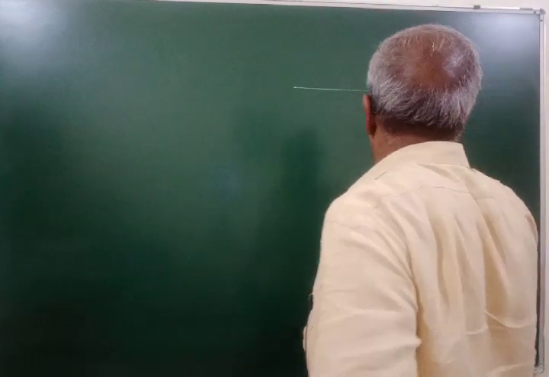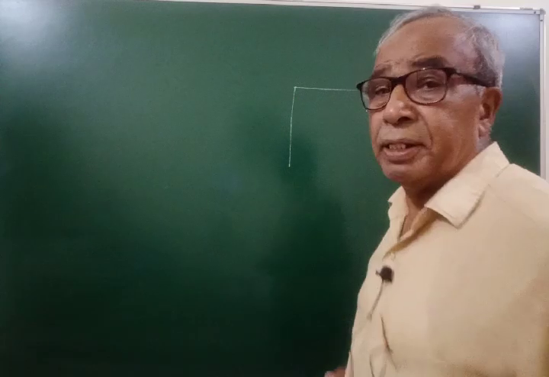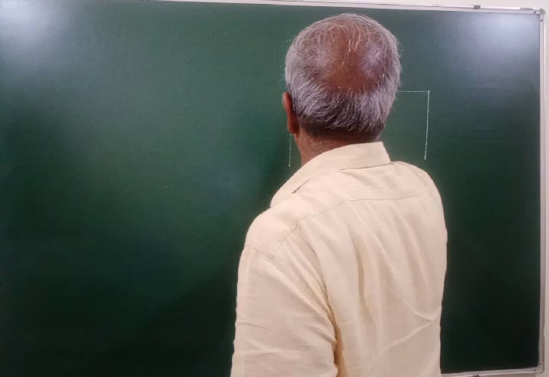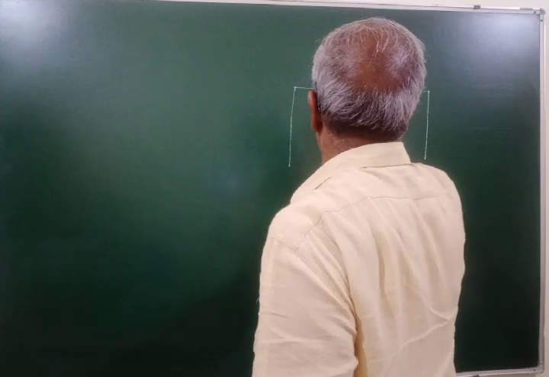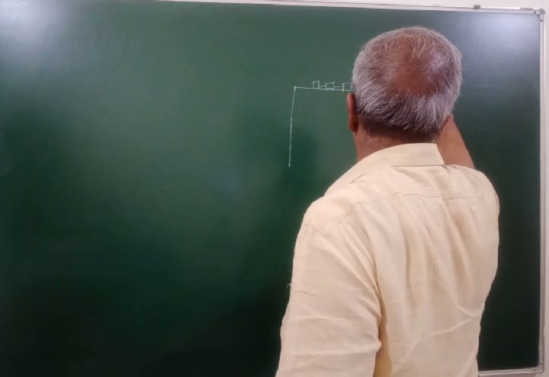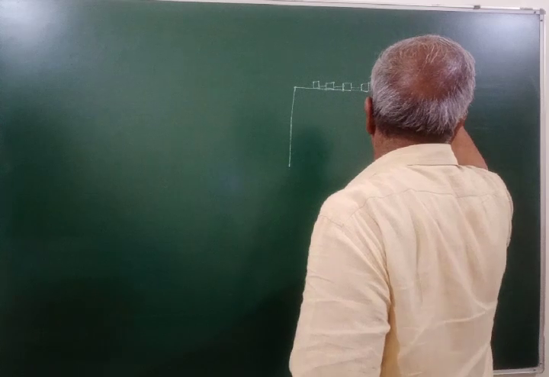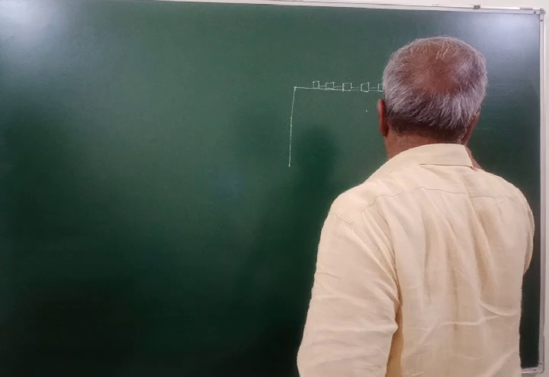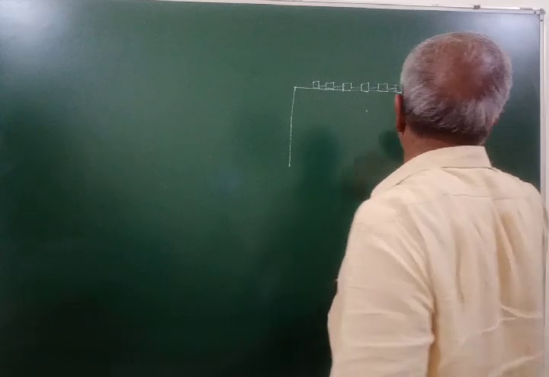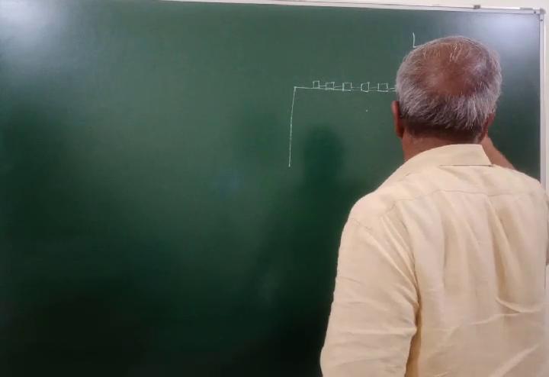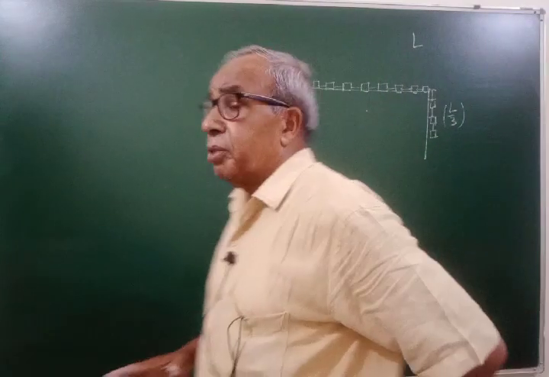There is a question here, again, based on the concept of work done by average force. Here is a smooth table. On this table, a chain of certain length L is lying in such a way that its length L by 3, if the total length is L, then L by 3 is hanging down. The table is smooth.